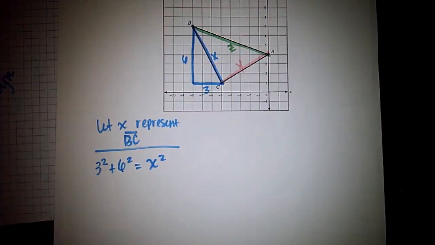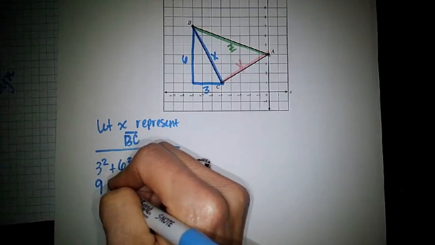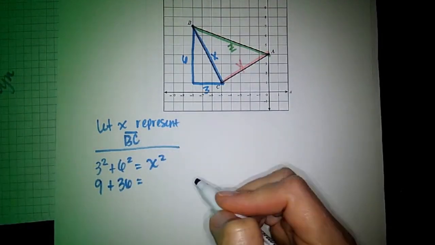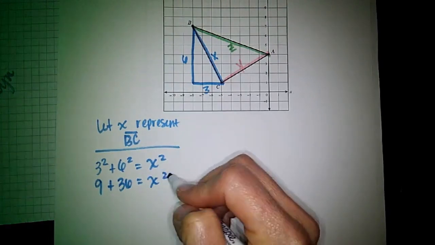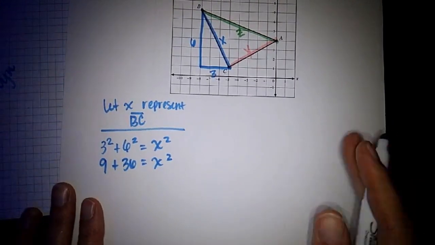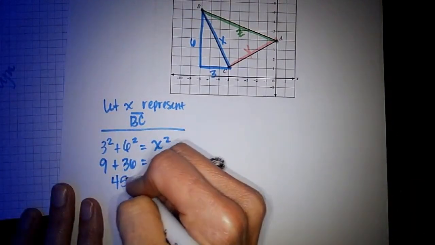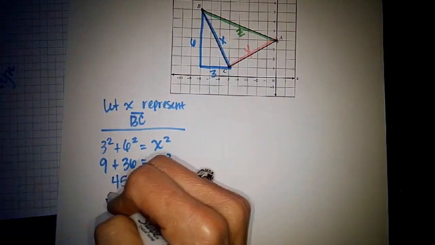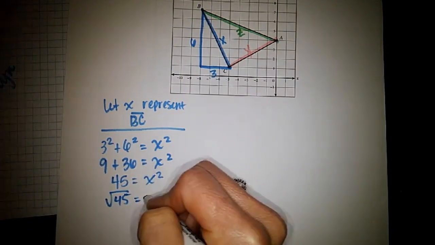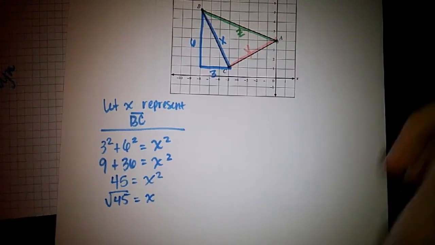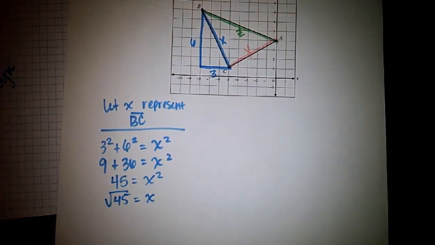So what is 3 squared? 9. What is 6 squared? 36. What is X squared? X squared. We didn't do anything with it. Okay, so what's 9 plus 36? Y'all can use your calculators. 45. 45 equals X squared. Am I done? No. What do I need to do? Square root. Yes, square root of 45 equals X. Is the square root of 45 a whole number? No, it's not. So we're going to leave it exactly like that.